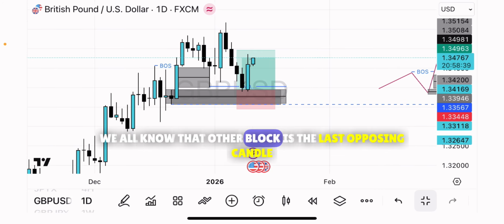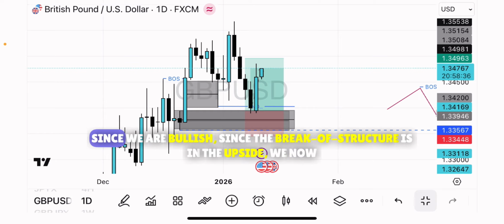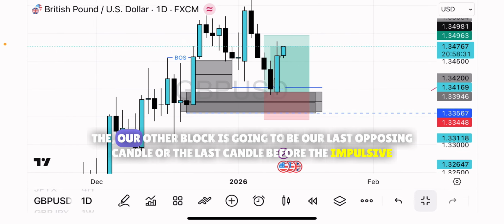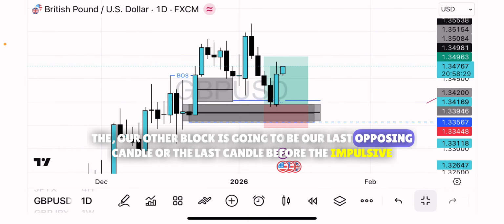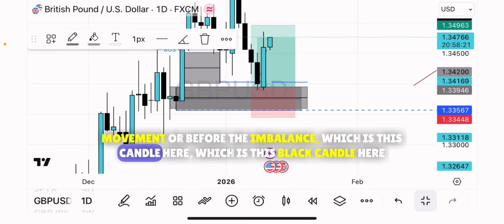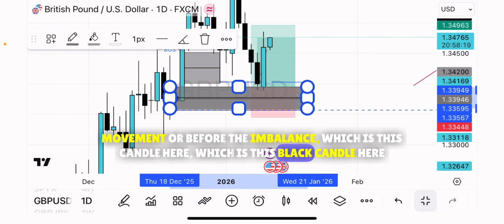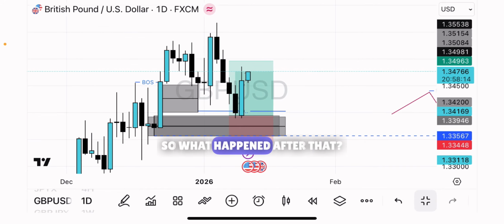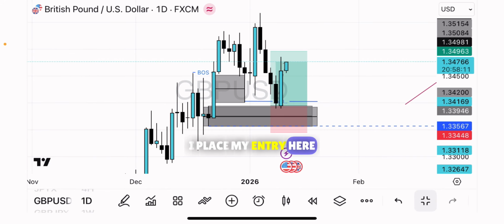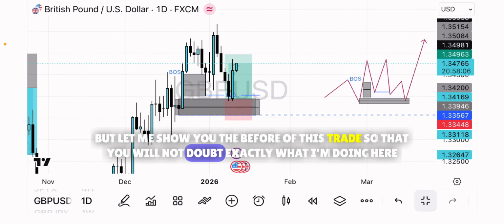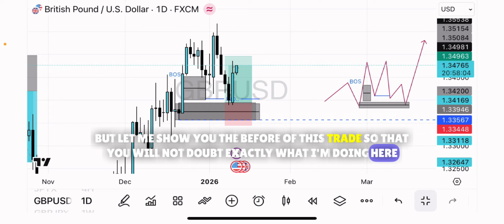We all know that order block is the last opposing candle. Since we are bullish, since the break of structure is in the upside, our order block is going to be our last opposing candle, or the last candle before the impulsive movement, or before the imbalance, which is this candle here, this black candle here. You can see that that is our order block. So what happened after that? I placed my entry here, but let me show you the before of this trade so that you will not doubt exactly what I'm doing here.